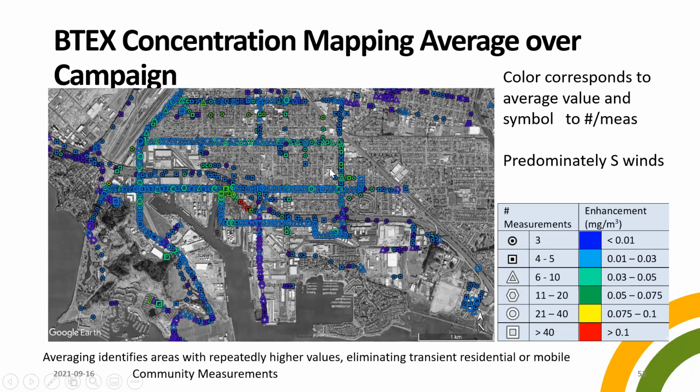And in general, when we did this measurement, because we most of the time had southerly winds, we did not see the impact of the refinery, which was up here to the left, up in the northwest. So we saw mostly the impact from the port, that the Richmond area here was impacted quite a lot by the port.